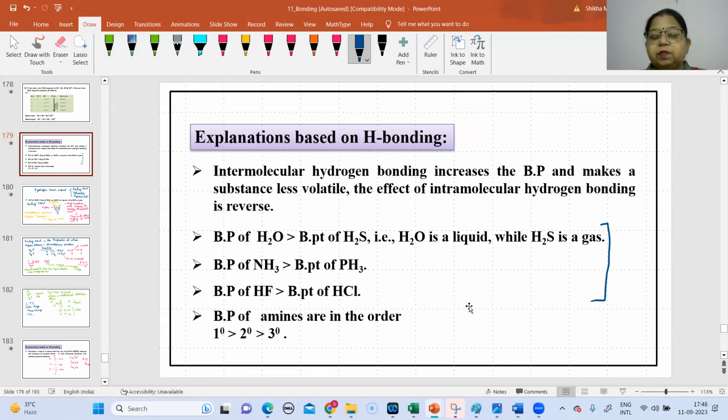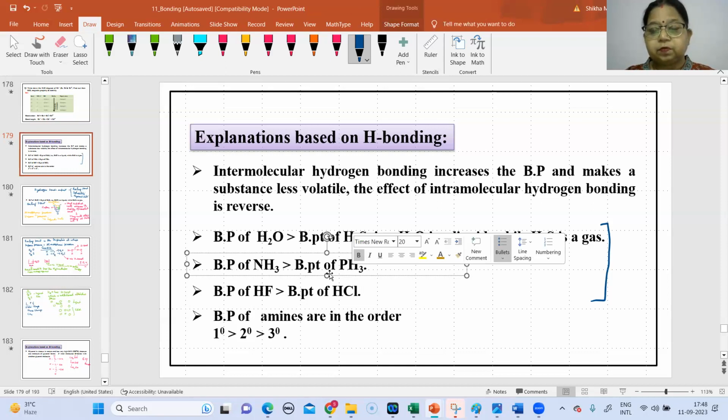Now we are coming back to the original screen from where we picked up, where we said the boiling point of water is more than that of H2S. Water is liquid and H2S is gas. I believe both of the points are clear to all of you. Now, same thing: the boiling point of ammonia and phosphine. Why have we taken this example?